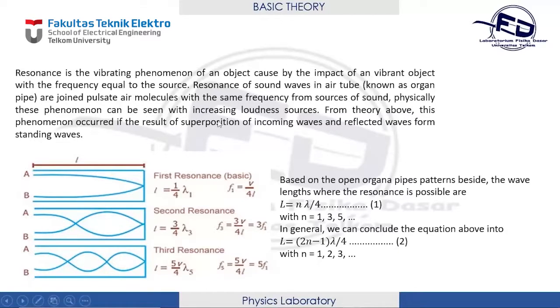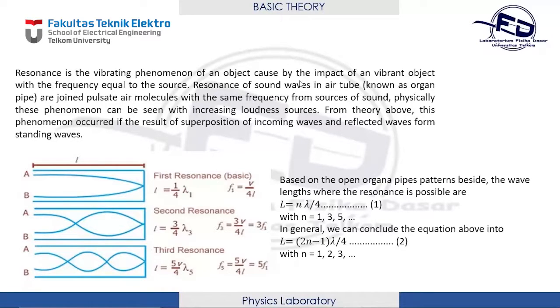And resonance of sound waves in air tube, or known as organopipe, are joint pulsate air molecules with the same frequency from source of sound. Physically, this phenomenon can be seen with increasing loudness sources. For instance, if you have the sound source which has volume 50, but you can increase the volume to 100 by using this resonance, and we can prove this theory after this.